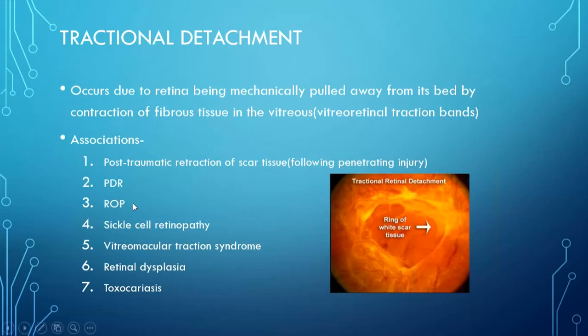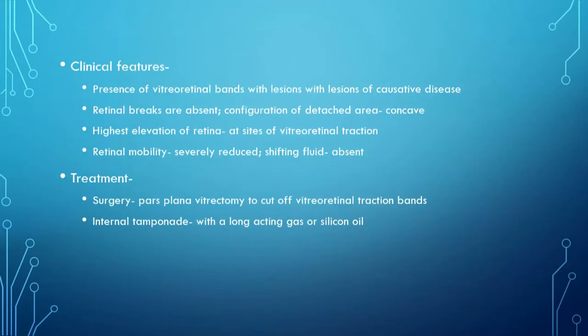Then again in retinopathy of prematurity also you might see a similar picture. Sickle cell retinopathy again is similar to proliferative diabetic retinopathy. Then vitreomacular traction syndrome, the name suggests there is a traction, retinal dysplasia and toxoplasmosis. In all these conditions, we might expect a tractional retinal detachment. So we need to look for these detachments in such conditions.